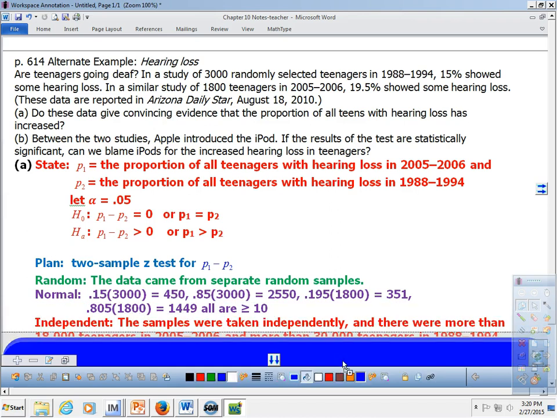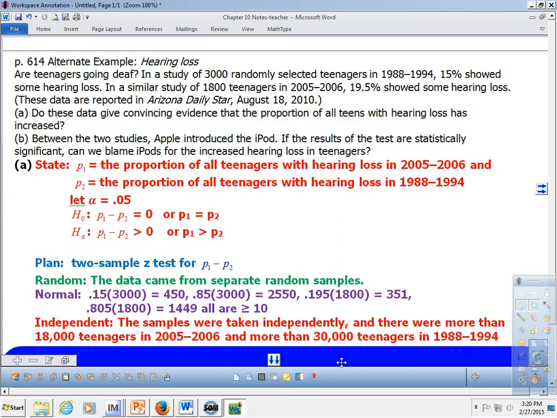Okay? And last but not least, we're taking a look at our independent condition. And again, we've got 2 samples, so we have to make sure that we're not sampling more than 10% out of either one of our populations. And so for 2005-2006, I think we can safely assume that there's more than 18,000 teenagers out there. And then in 1988 to 1994, we can safely assume that there are more than 30,000 teenagers that could have been sampled from. So both of those conditions are met, which means that our standard deviation calculations out of both of our populations are going to be fairly accurate calculations. Okay?